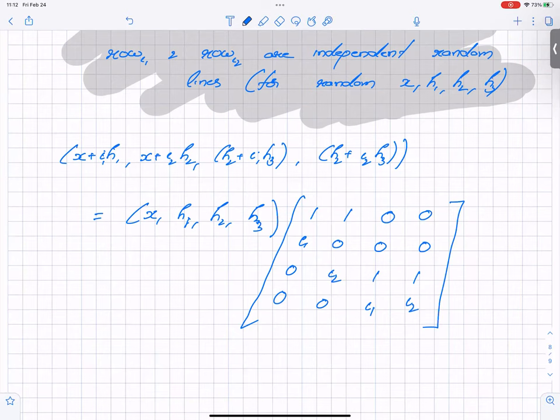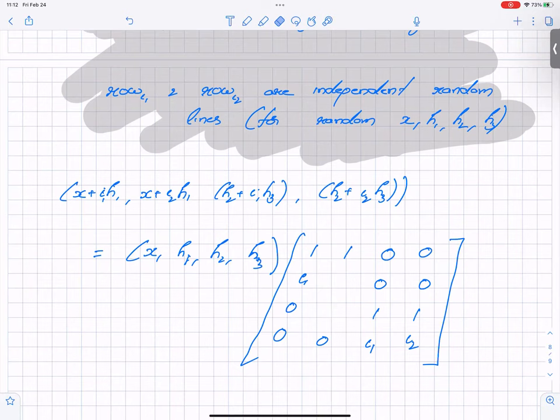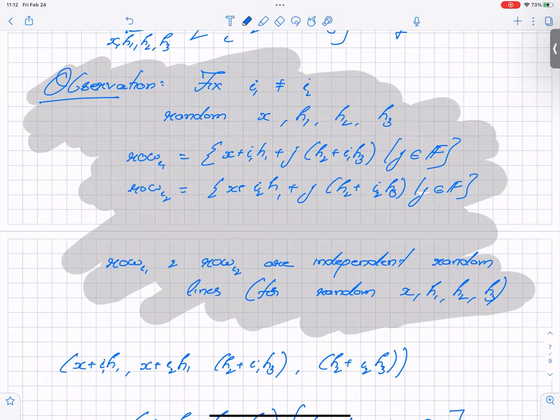The second vector there should be X plus I times H1. And that's an invertible matrix if I1 is not equal to I2. There is an H case. What if I1 equals I2? Yeah, but the statement is for I1 not equal to I2. Fixing an I1 and I2, these four points basically say these lines are uniformly random lines.